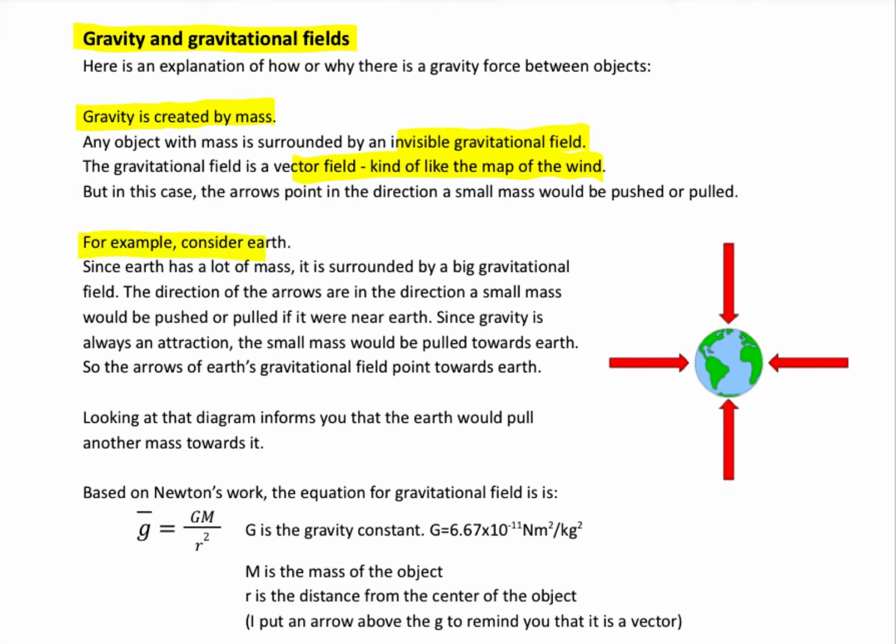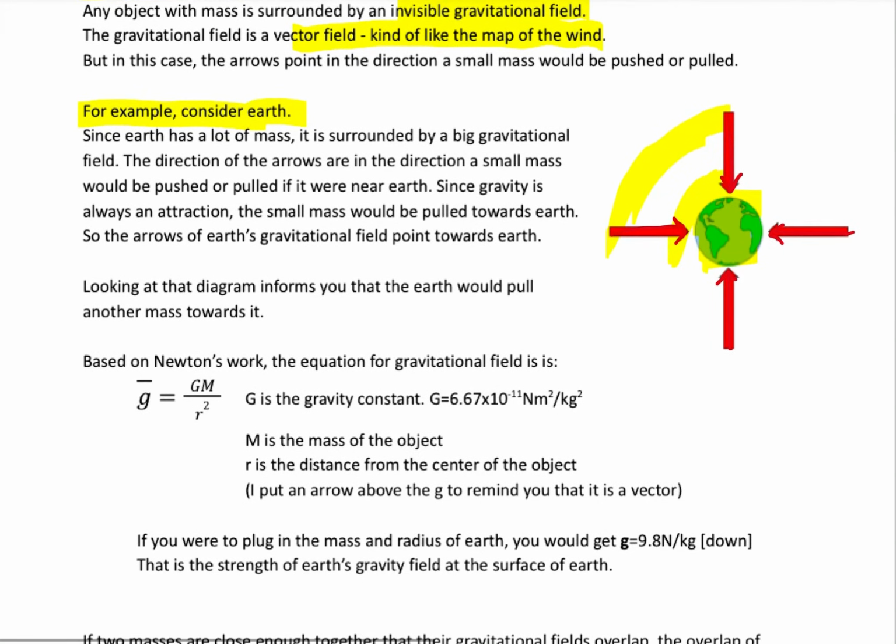For example, if we think about Earth, Earth is big and heavy, with a lot of mass. If another mass were close to Earth, that other mass would be attracted to Earth. So we draw the gravitational field of Earth as a bunch of arrows pointing towards Earth to indicate that another mass would get attracted towards Earth. They're all towards Earth because gravity is always attraction. Close to Earth, the arrows are closer together than they are farther away from Earth. That means the field is stronger close to Earth than it is farther away.